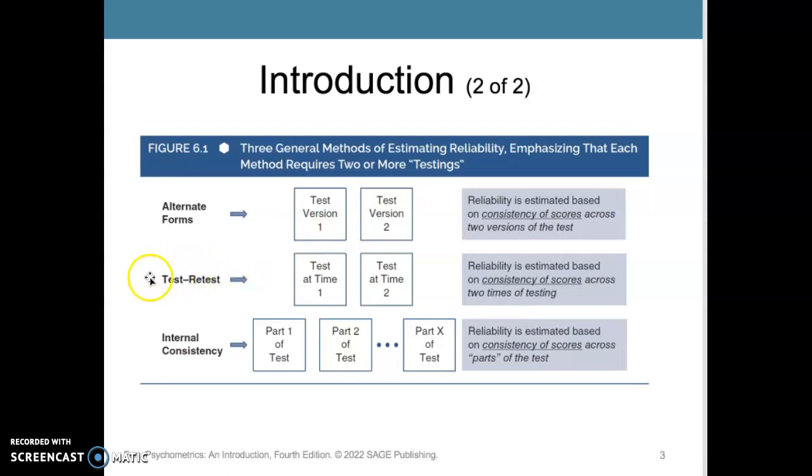Or you have a test-retest situation, right, where you give the test at time 1 and then you give the test at time 2, and reliability is an estimate of consistency of scores across two times of testing. And then we have measures of internal consistency, where reliability is parts of the tests correlating with each other, right? So it's the consistency of scores across parts of the test.